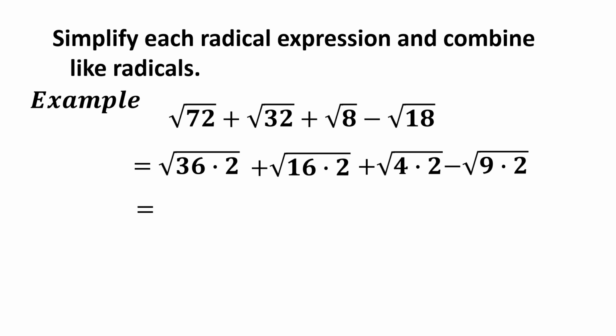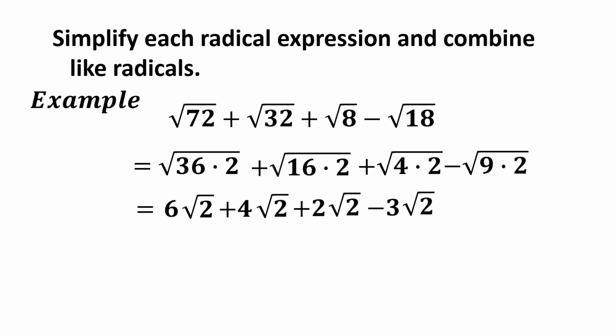Now let us simplify. The square root of 36 is equal to 6. The square root of 2 is not a perfect square. Therefore, it remains inside of the radical sign. Plus, the square root of 16 is equal to 4. The square root of 2 is not a perfect square, so it remains inside of the radical sign. Plus, the square root of 4 is equal to 2. Again, the square root of 2 remains inside of the radical sign. Minus, the square root of 9 is equal to 3. The square root of 2 remains inside of the radical sign.